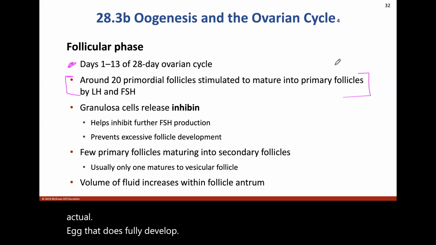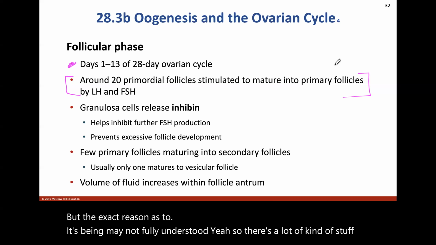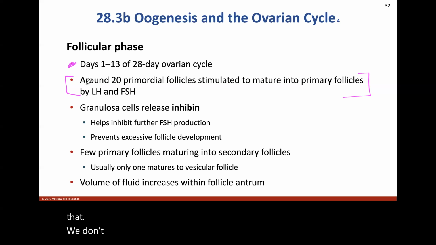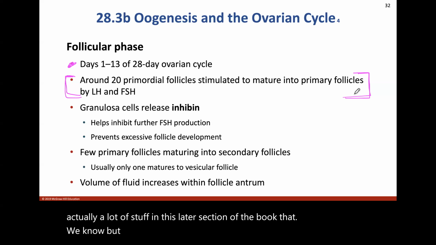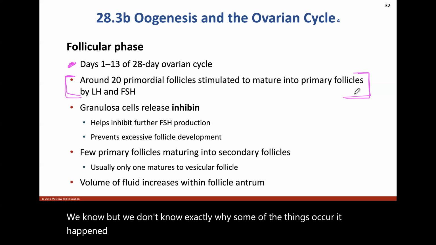But the exact reason for its being may not be fully understood yet. So there's a lot of stuff here that we don't fully understand, and I find that fascinating, okay? Because there's actually a lot of stuff in this later section of the book that we know, but we don't know exactly why some of the things occur and happen. So it's pretty interesting.